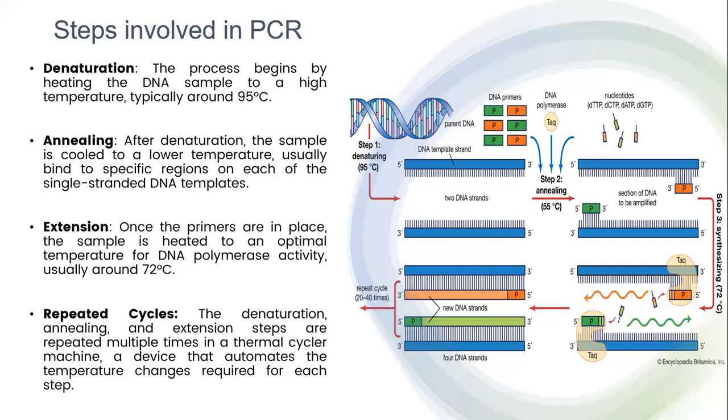At that temperature, the hydrogen bonds that hold the strand together would break. So now we're denaturing, so we're breaking those hydrogen bonds. Now we have two strands. If you look on this side, this was the original DNA strand with the hydrogen bonds.